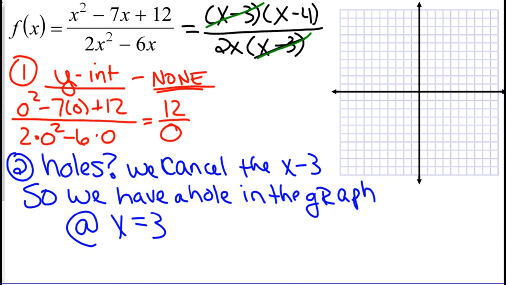All right, so now the next step that we went to: zeros. We take our numerator, we set it equal to 0 to solve for our zeros.